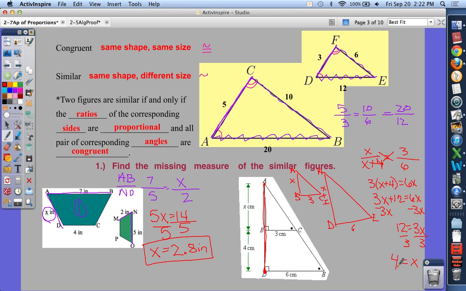X equals 4. Don't forget the units here. We're talking about centimeters, so it's going to be 4 centimeters. So that's how proportions can be helpful with similar figures.